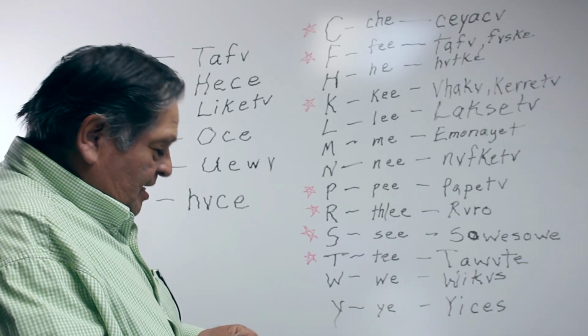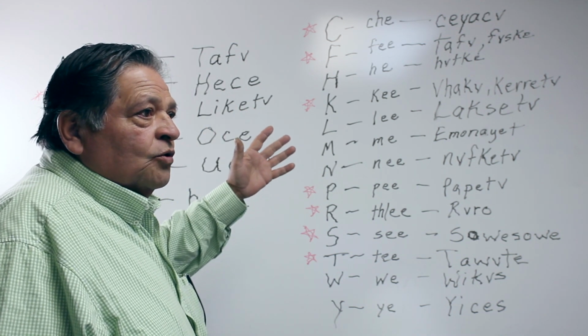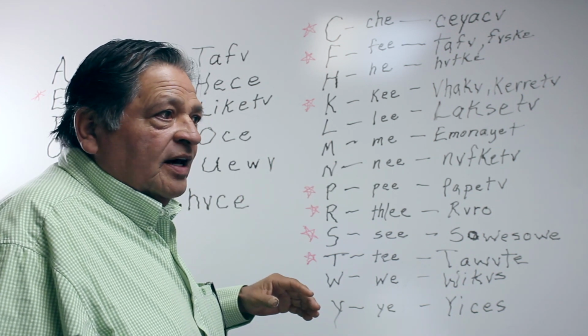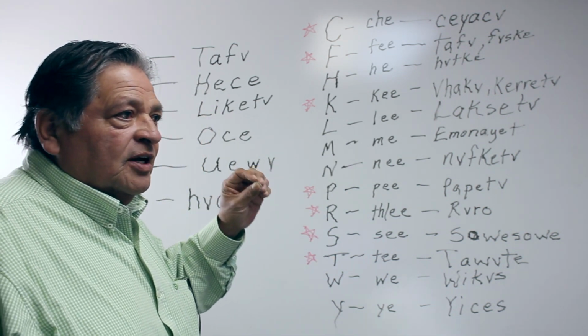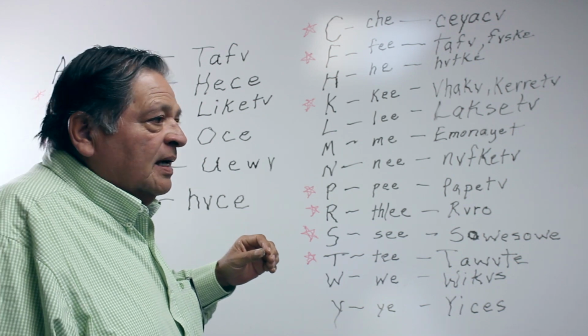Today we're going to talk about the Muscogee alphabet, and we're going to assume that you all already know what the basic Muscogee alphabet is. Just for the sake of the lesson, I'm going to go through it and pronounce the letters the way they're pronounced in the alphabet.